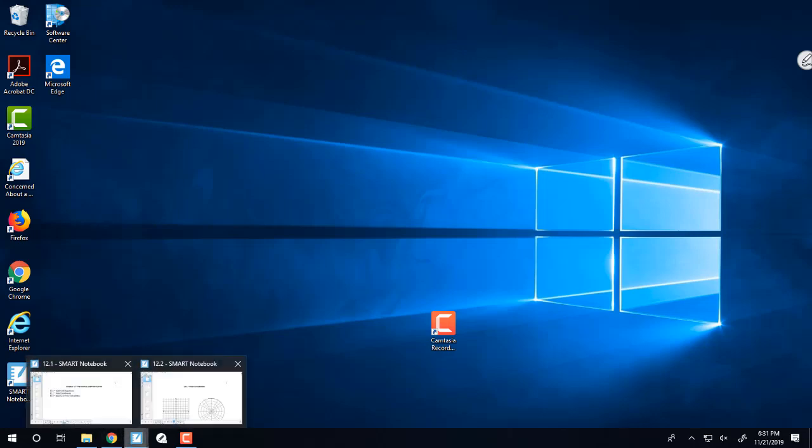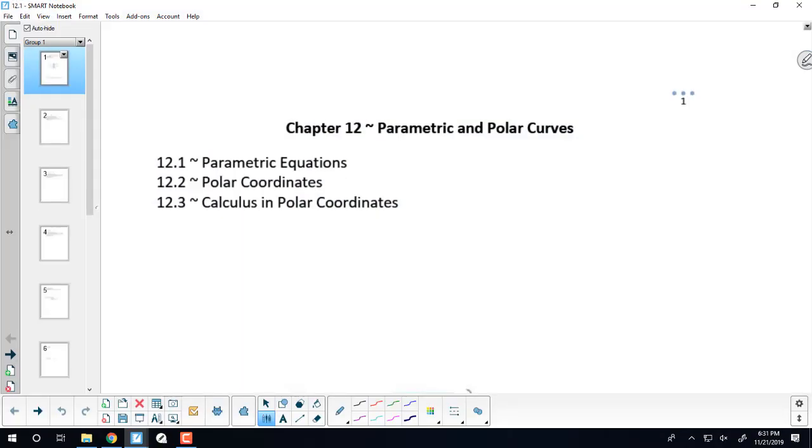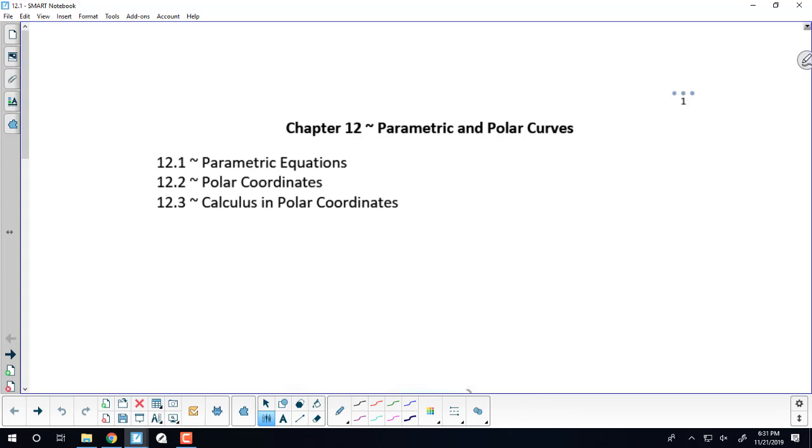So our last unit or chapter deals with parametric and polar curves. So we'll look at parametric equations in 12.1, polar coordinates in 12.2, and then in 12.3 we'll do primarily derivatives, integrals, and arc length in polar coordinates. Parametric equations sort of fit in when we start thinking of polar coordinates. So we'll talk about it when we get there.